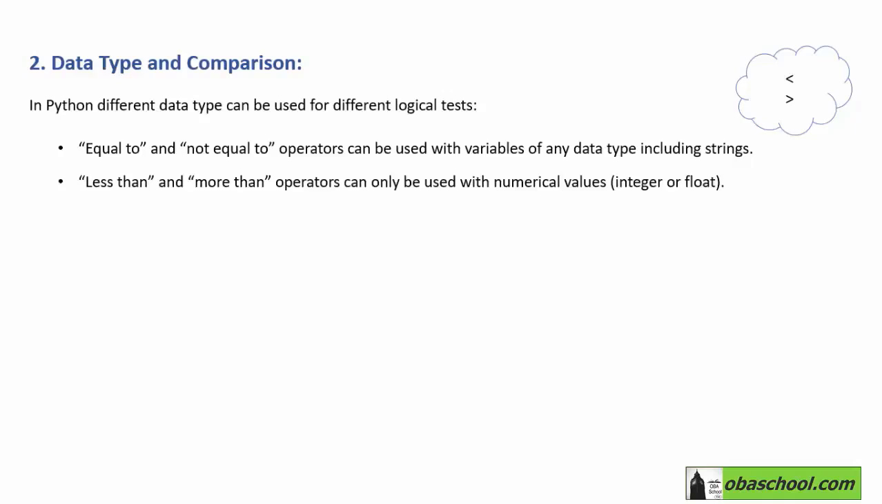For example, we can't say name is more than 17. That doesn't make sense. We cannot compare a name to a number. And of course, it will result in an error.